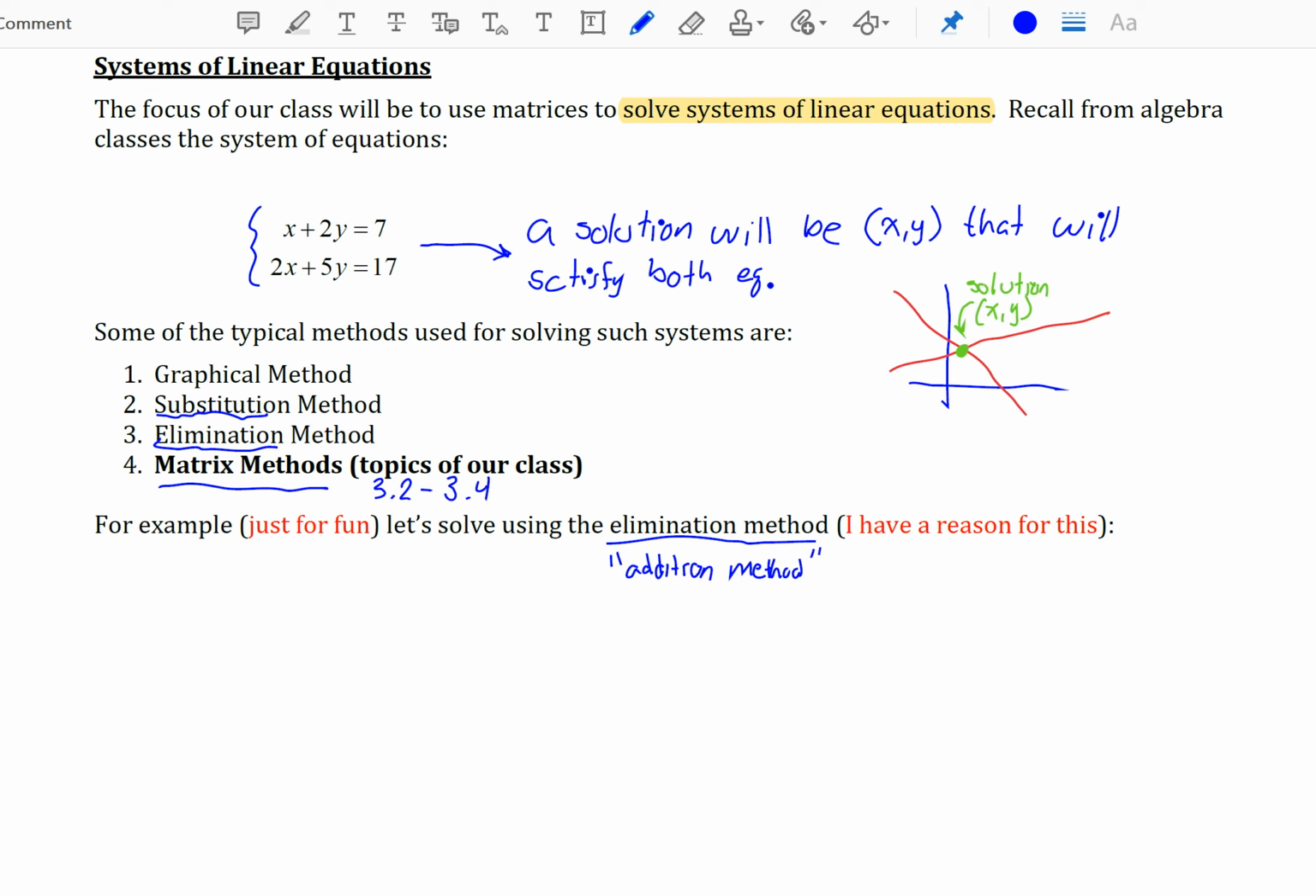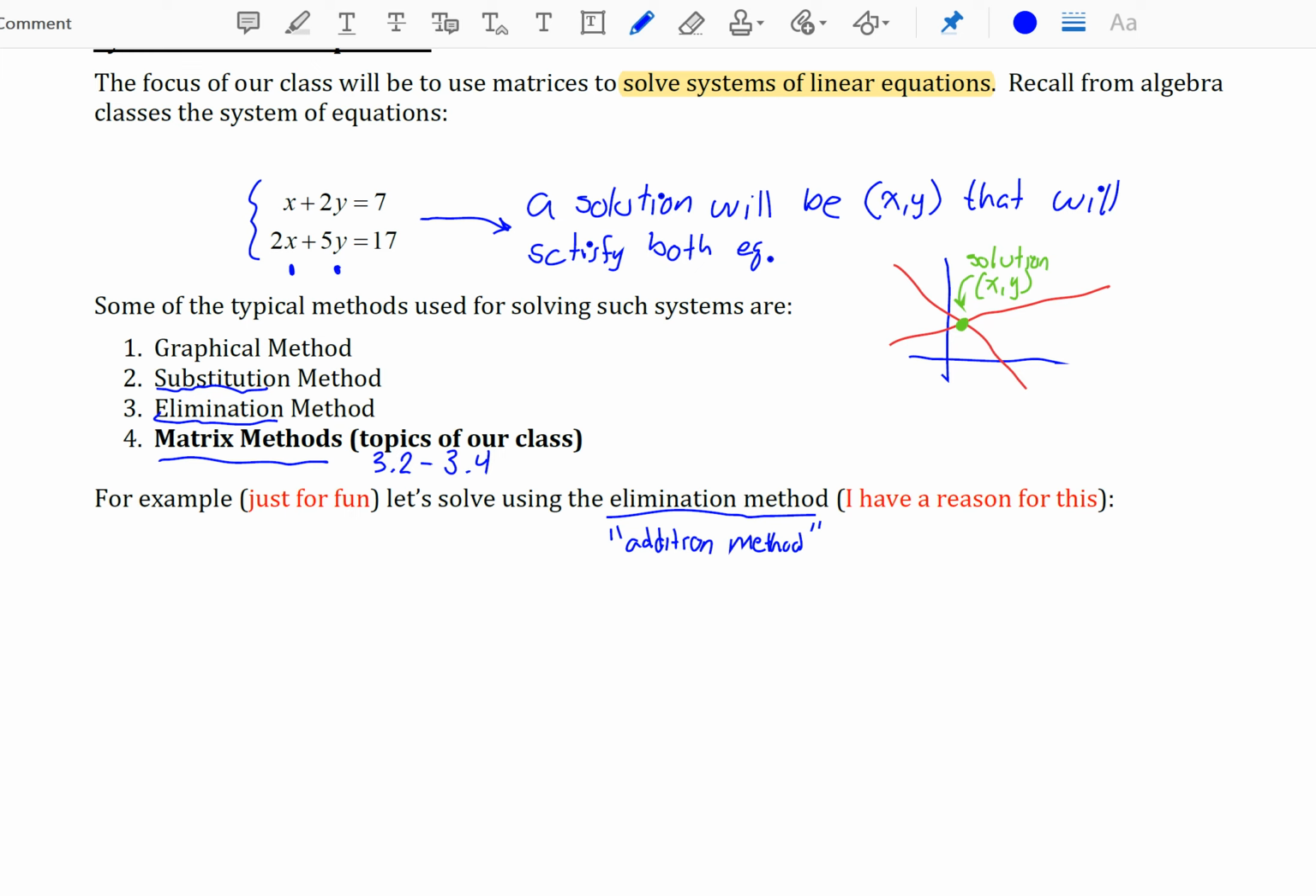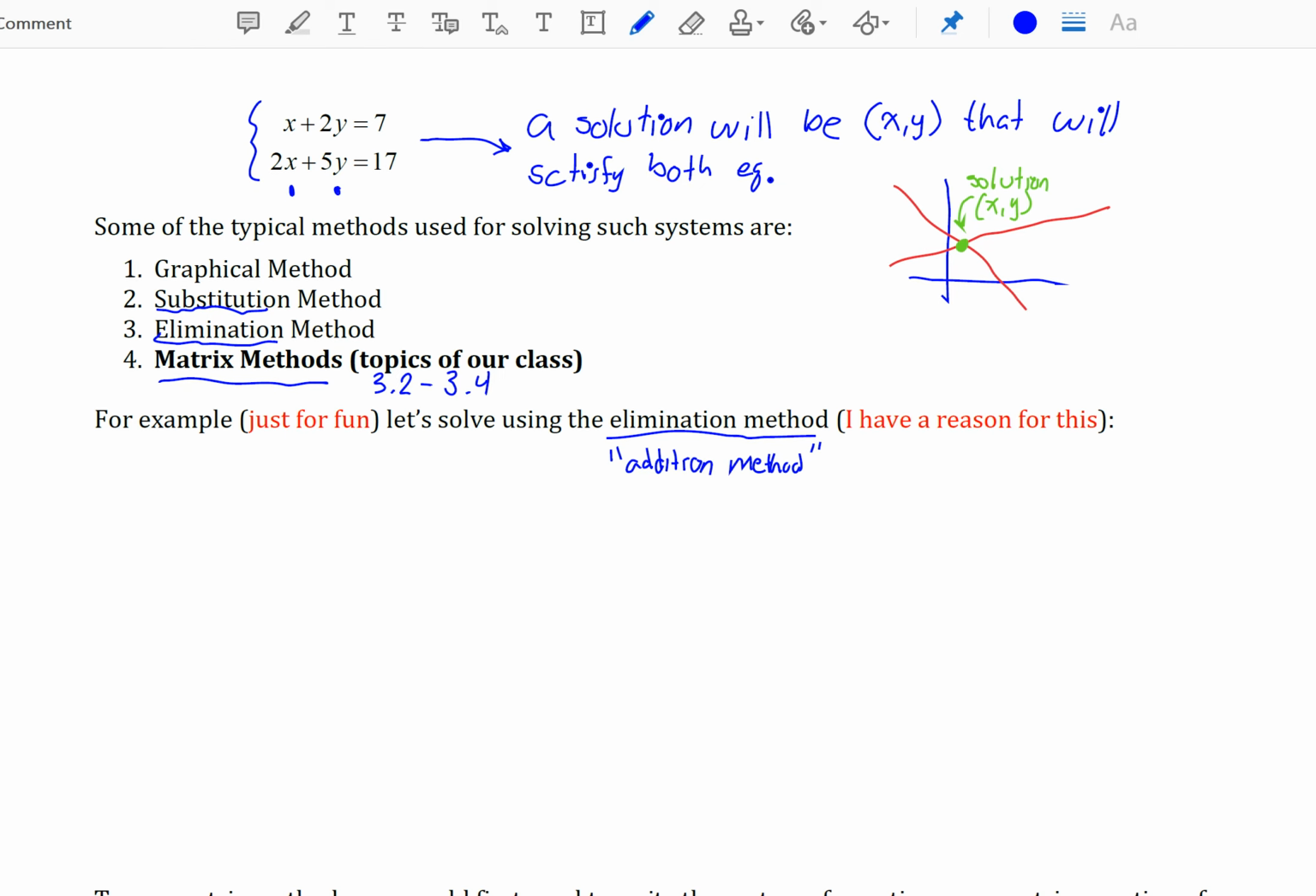However, to use the addition method, when you add these equations together, you want them to have one of the variables cancel. It doesn't matter which variable you cancel. You can make the x variable cancel, or you can make the y variable cancel. It does not matter. I'm going to choose to make the x variable cancel here.